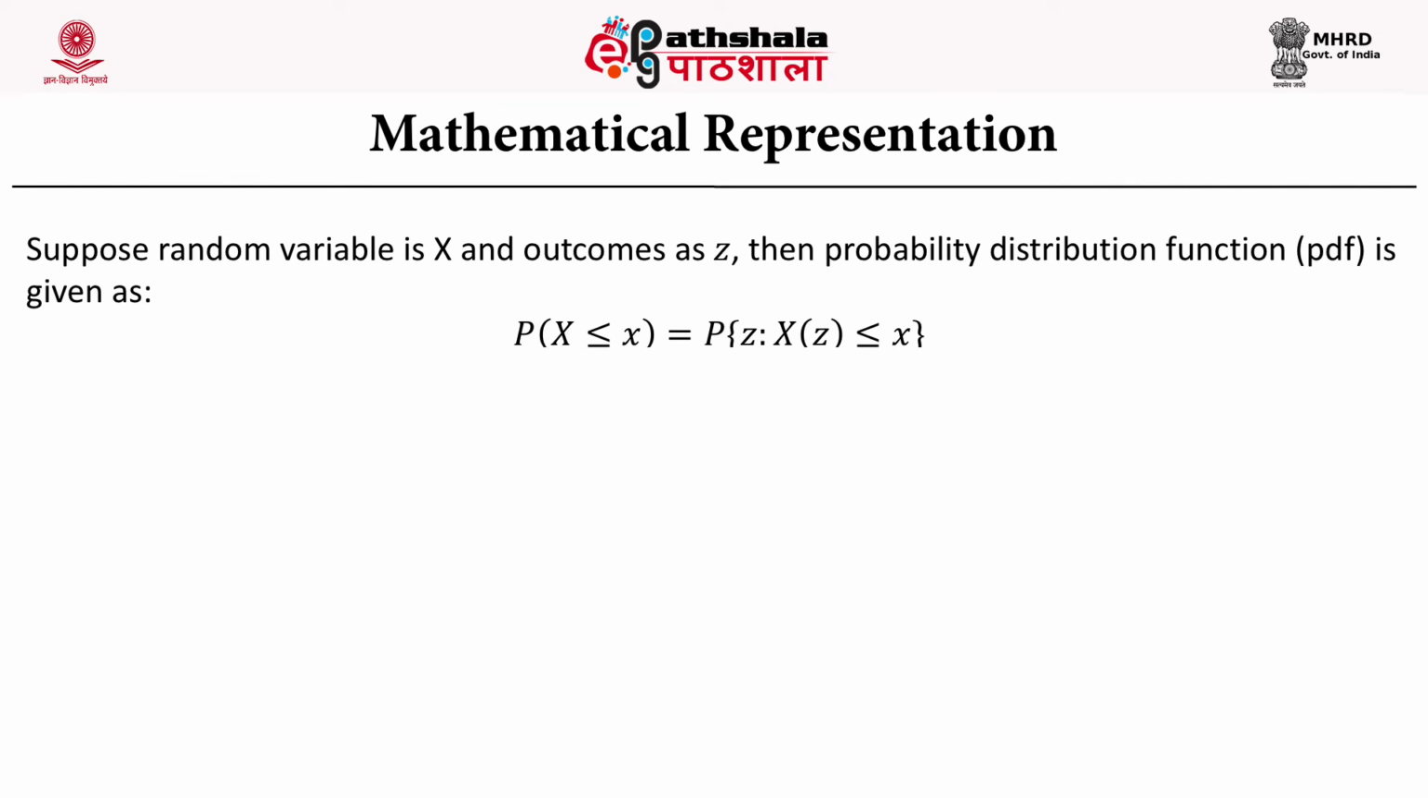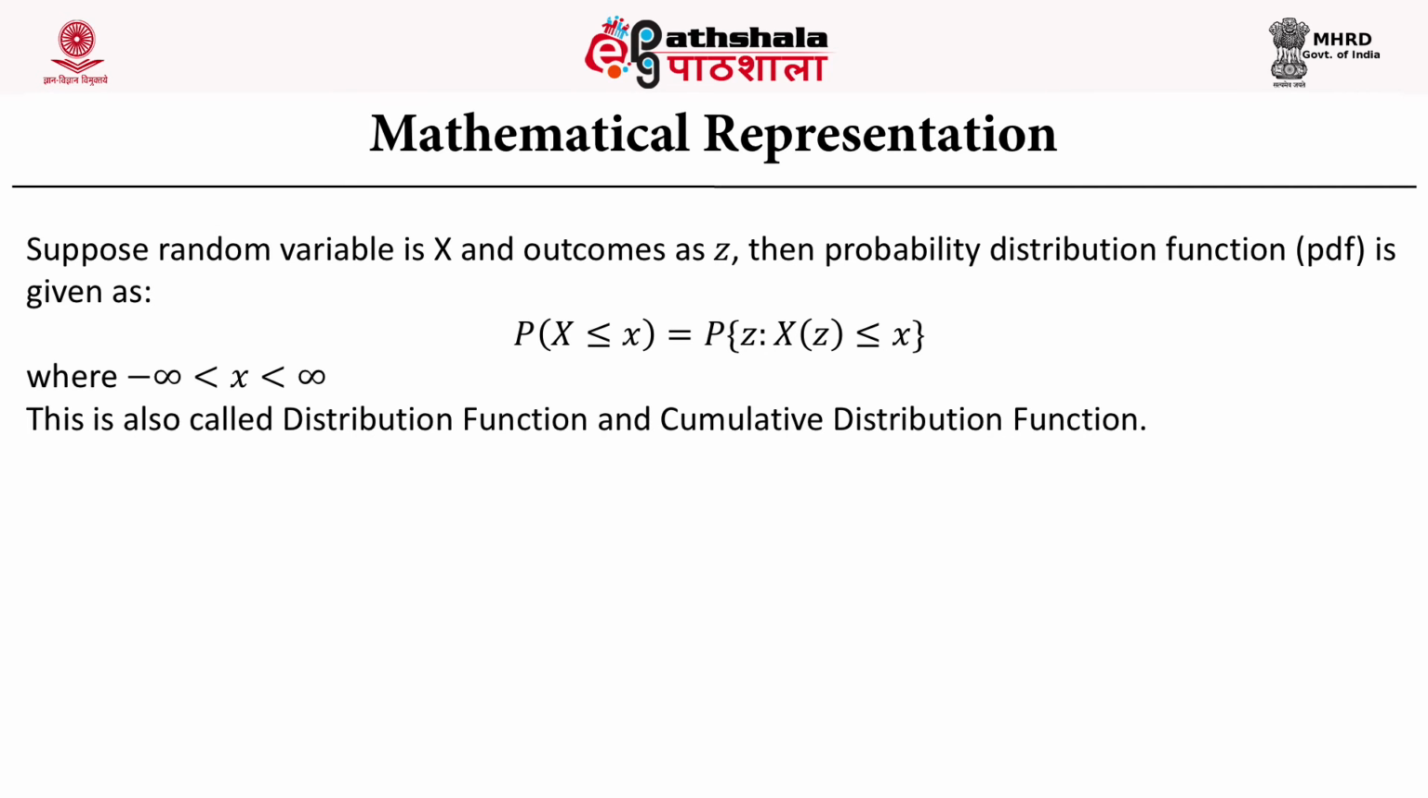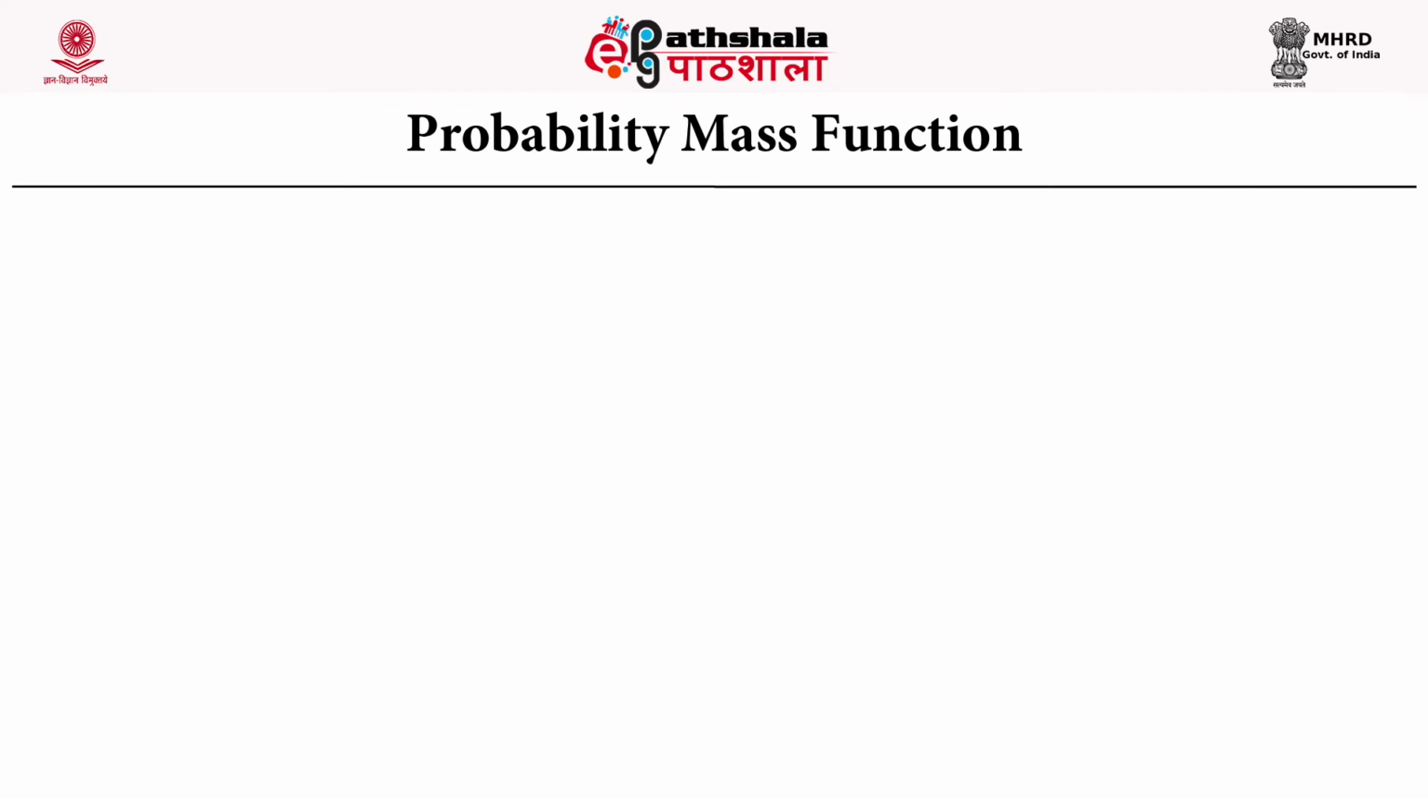So here we will discuss the mathematical representation of a random variable. Suppose the random variable is denoted by capital X and its outcome is denoted by small x. Then the probability distribution function is given as probability of X is less than or equal to x, where x lies between minus infinity and infinity. This is also called the distribution function and the cumulative distribution function.